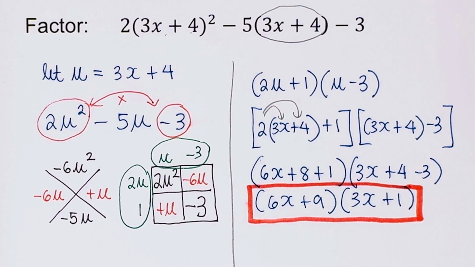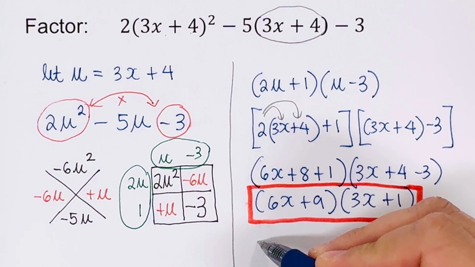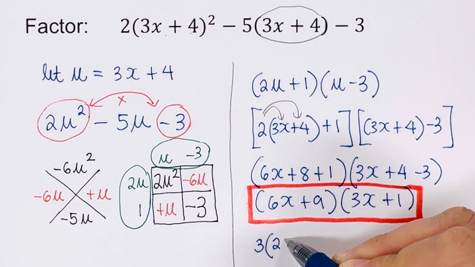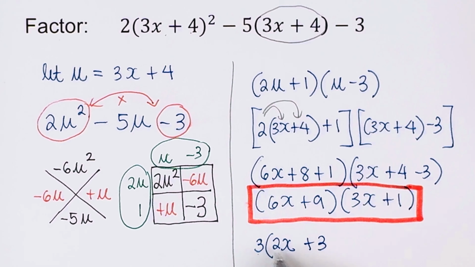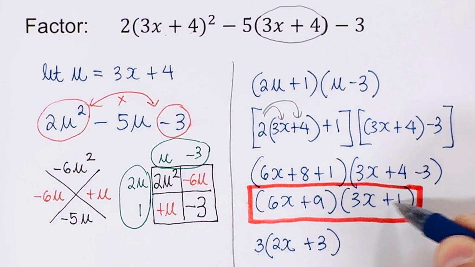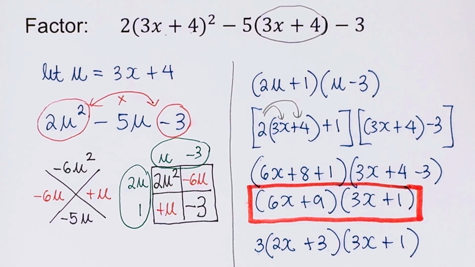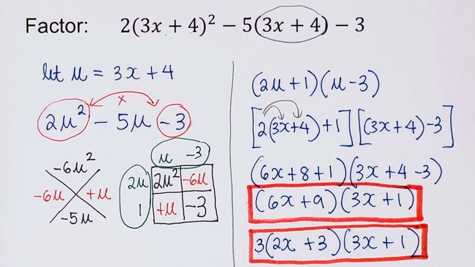However, we can still simplify this further. Notice that the common factor between 6x and 9 is 3. So I can factor out the 3 and do the distributive backwards. So this is 3 times 2x is 6x, and then plus 3, because 3 times 3 is 9. And then keep this because we can't factor that out anymore. So that is 3x plus 1. So this could be the other factored form for this given expression that we have up there. So that is how we factor using substitution.